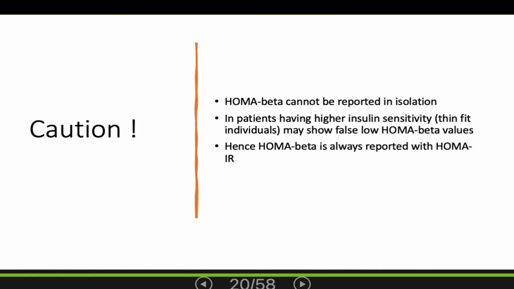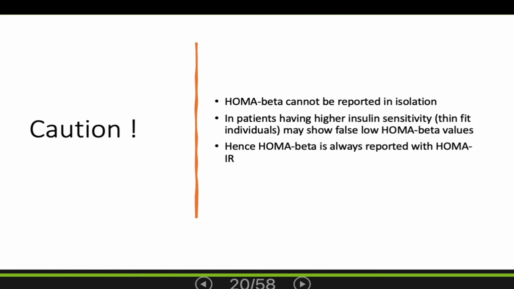One very important caveat is that, remember, HOMA beta cannot be reported in isolation. This is something which a lot of endocrinologists also need to understand. HOMA beta always has to be reported with a HOMA IR or HOMA sensitivity. The reason is that, let's say a patient is very young and fit, and has very high insulin sensitivity, very low insulin resistance. In that case, when you put the values in the calculator, you will find the HOMA beta to be lower and the insulin sensitivity to be very high. So in such a scenario, you will falsely interpret this as low HOMA beta values.